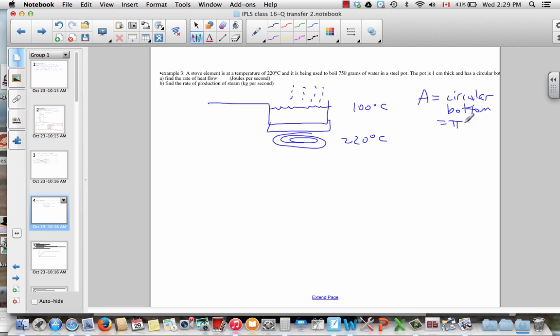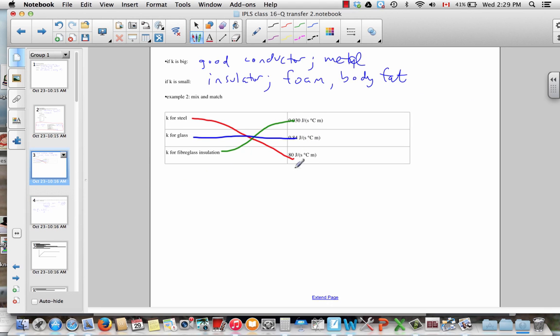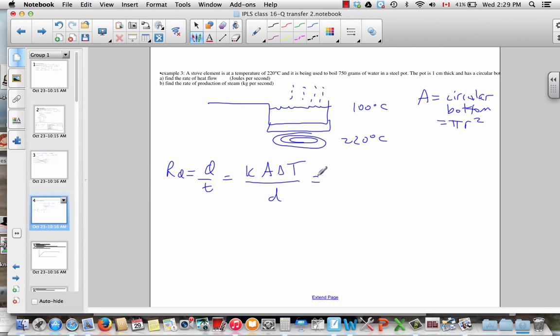So we've got pi r squared for that area. We want to find the rate of heat flow, so that's the amount of joules per second of thermal energy flow. That's conductivity, area, temperature difference divided by thickness. It's steel, so we look back at the previous page and say that was 80 watts per meter Kelvin, or 80 joules per second centigrade meter.